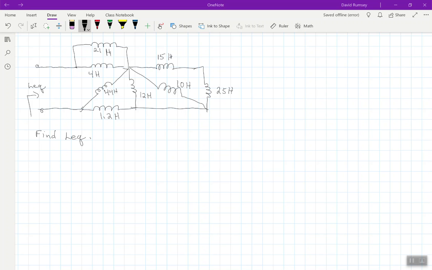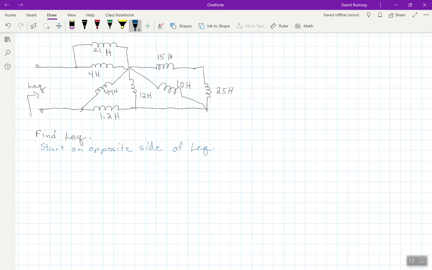Now, I did this kind of complicated circuit here. It's not really complicated, but with a lot of components, just to make sure we get practice on doing lots of the combinations. Now remember, the general rule of thumb here is to start on the opposite side of LEQ. So I want to start on the other side here.